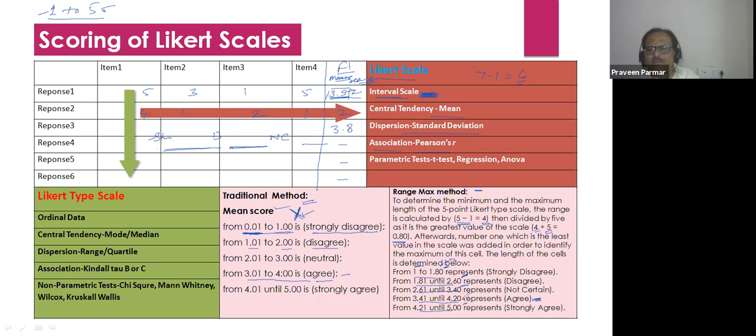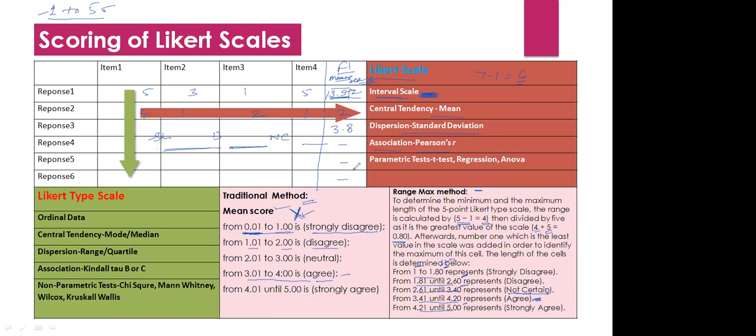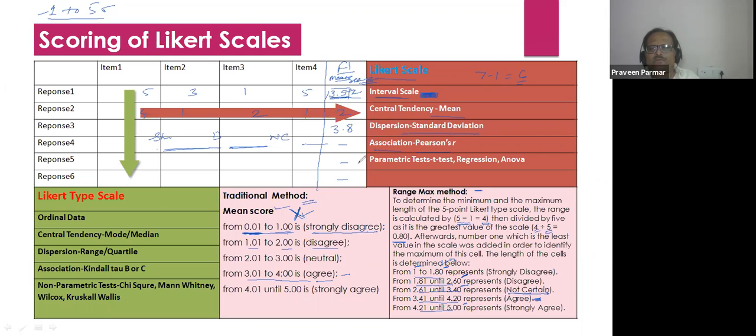But if you have a value 3.2, then it will be not certain. Got it? Does that make sense to you? So this is a scientific way to give classes to these values. Kirti, do you want to ask some question?